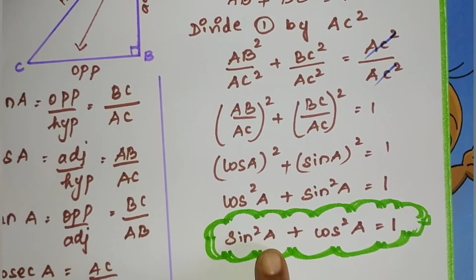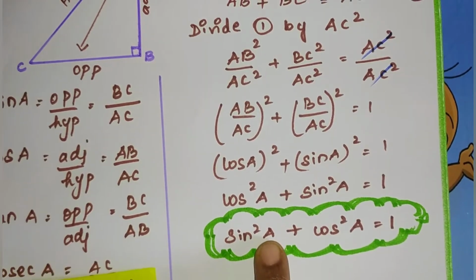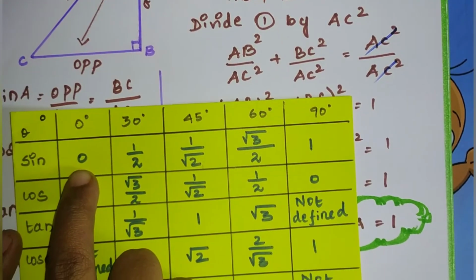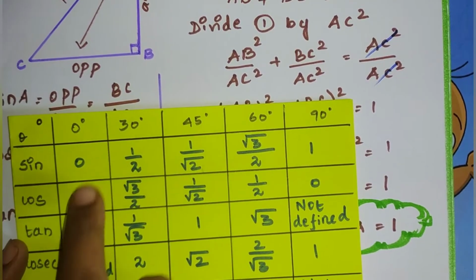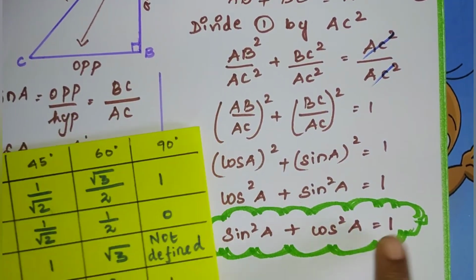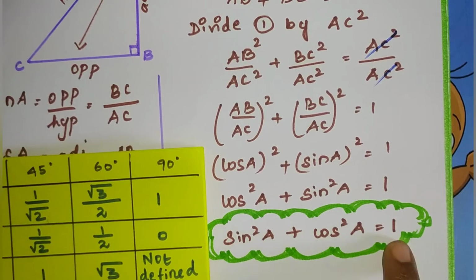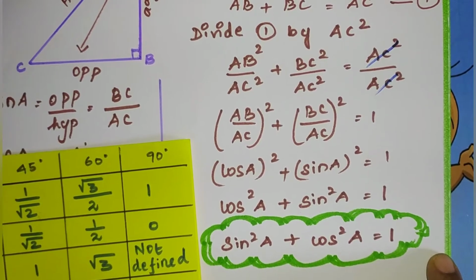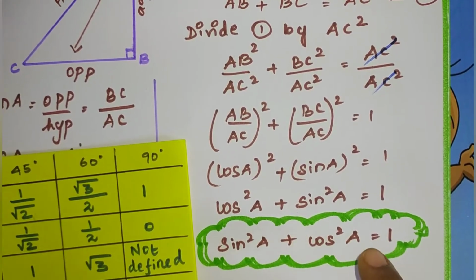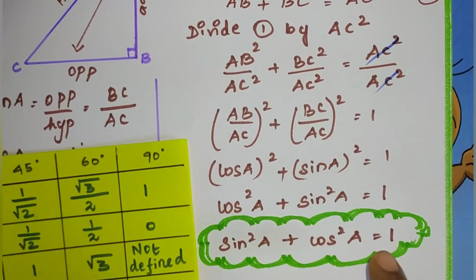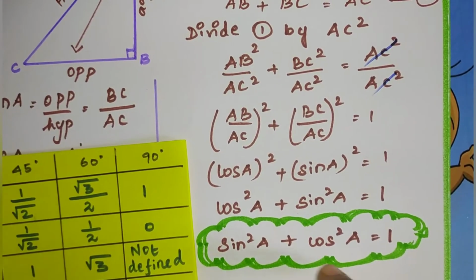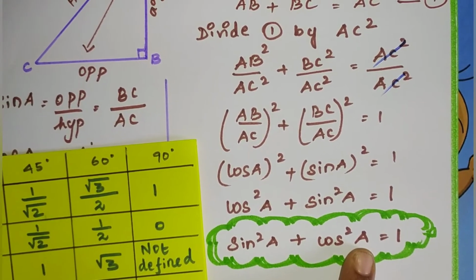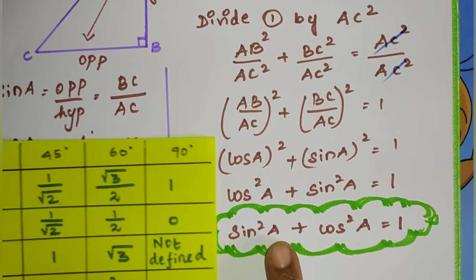If I take A as 0 degree, sin 0 is 0 and cos 0 is 1. 0 plus 1 is 1. So it is true for 0 degree. This is the identity. Now, an equation involving trigonometric ratios of an angle is a trigonometric identity if it is true for all values of angles. So next I am going to check with 30 degree.